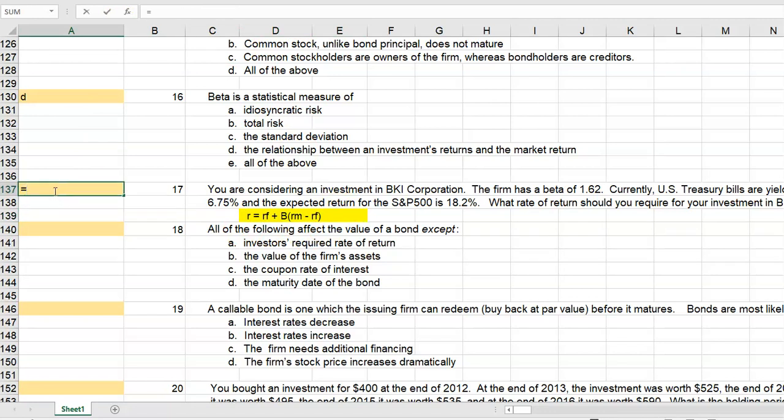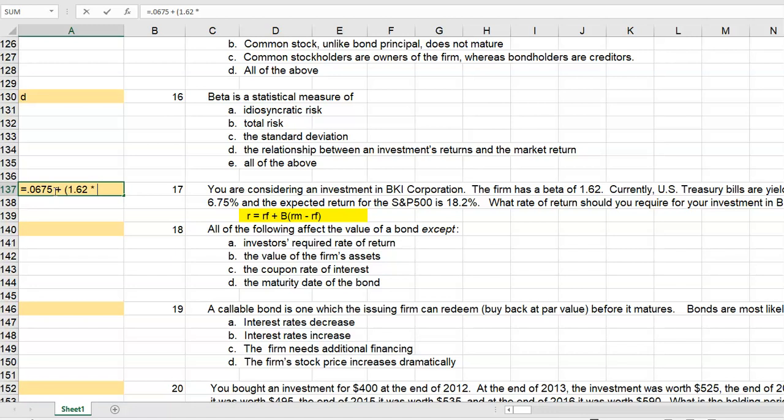I want to have the risk-free rate of return, 0.0675, plus beta. Now I've got to start using parentheses. Beta, because I want to have this done before I add the risk-free rate of return. So my beta, 1.62.